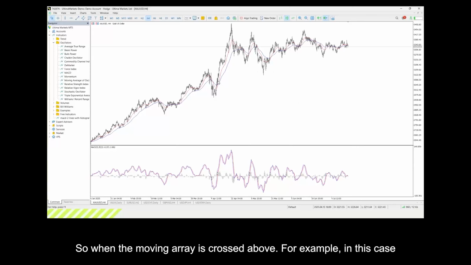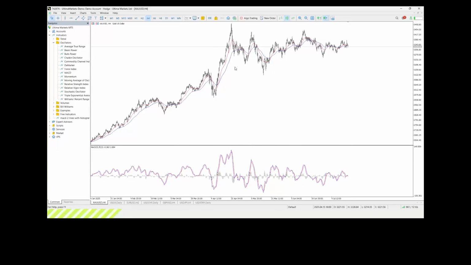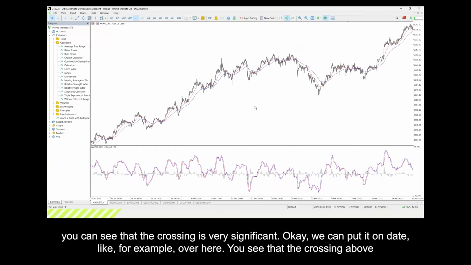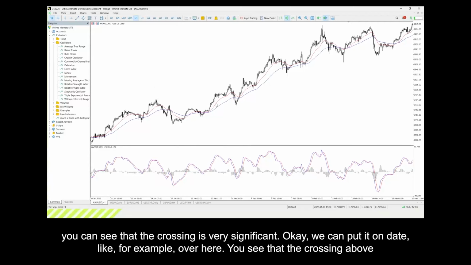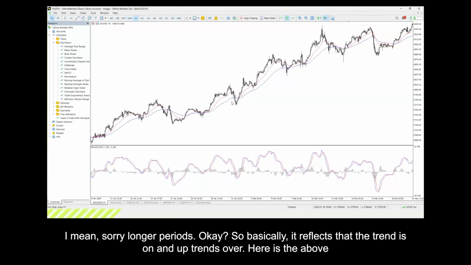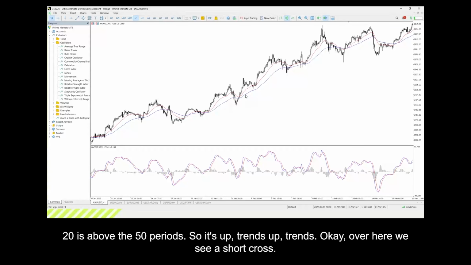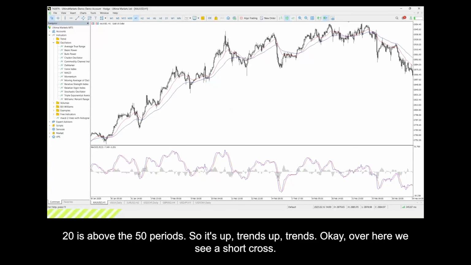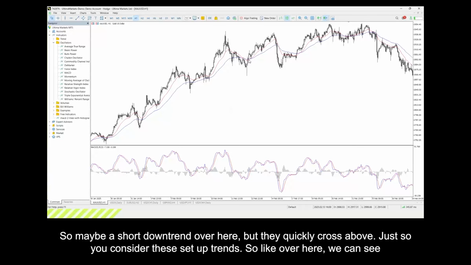When the moving average crosses above, like in this case, you can see that the crossing is very significant. We can put it on our charts as well. Over here you see the shorter period crossing above the longer period, so it reflects that the trend is an uptrend. Over here, the 20 is still above the 50 periods, so it's an uptrend. Over here we see a short cross, so maybe a short downtrend, but they quickly cross above.